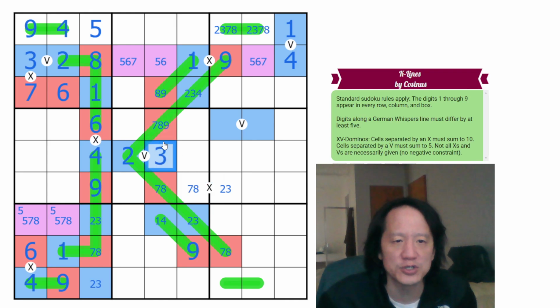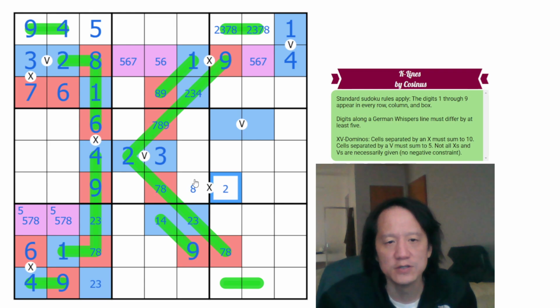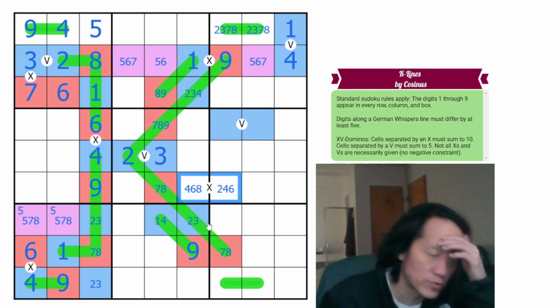Except that we know there's a 7 in box 5 in column 5 because it has the 7, 8, 9 triplet. Therefore, this can't be 7, and this can't be 3. So it's 2, 8, or it's 4 and 6. And this could be either 4 or 6.